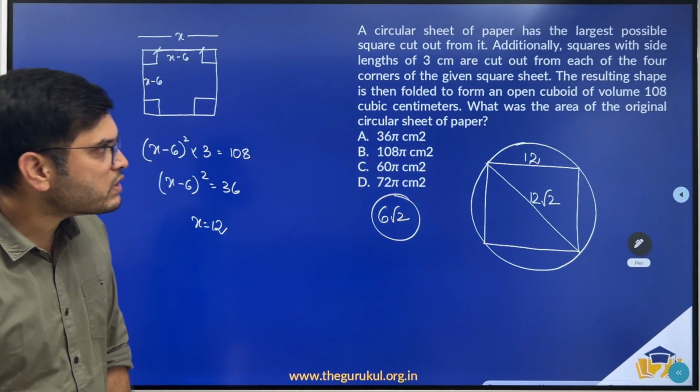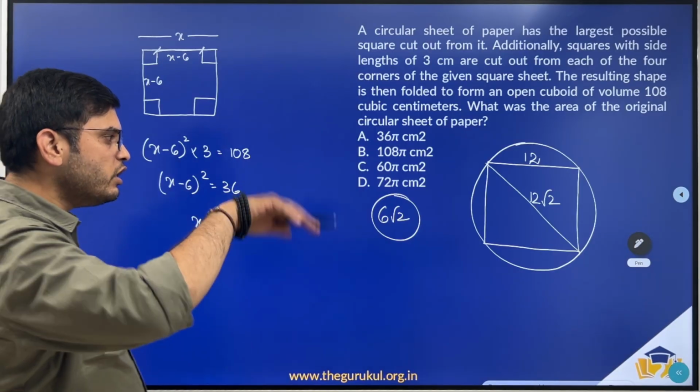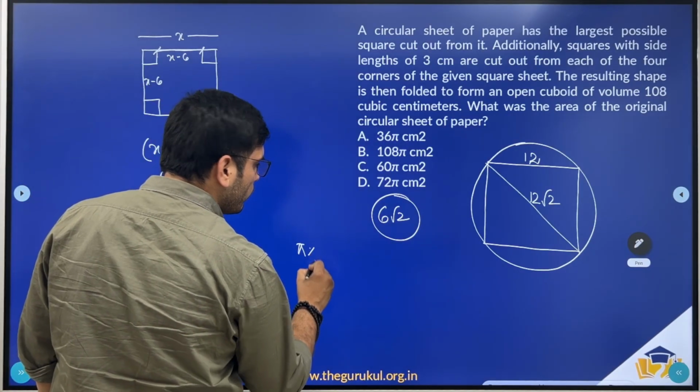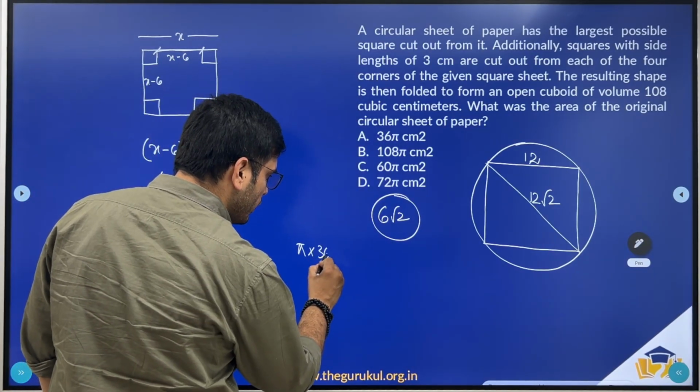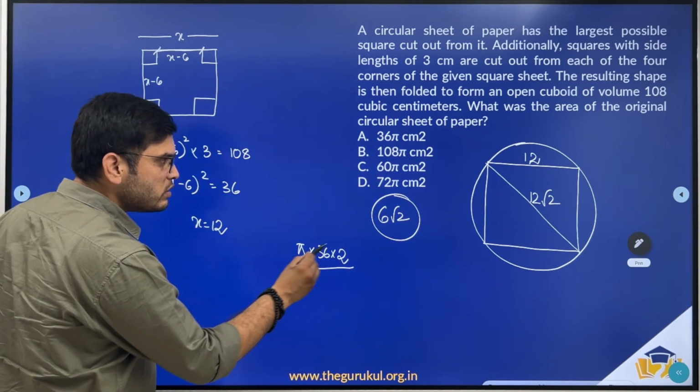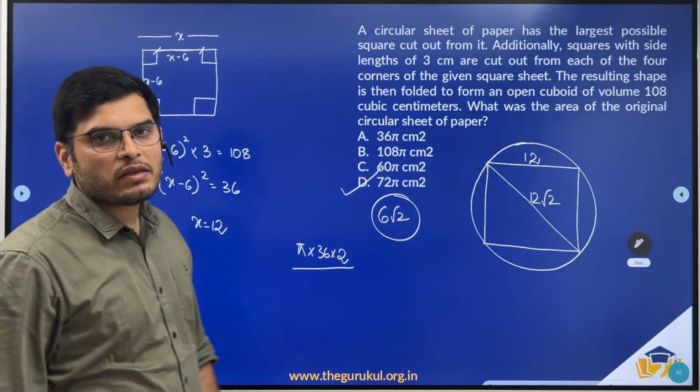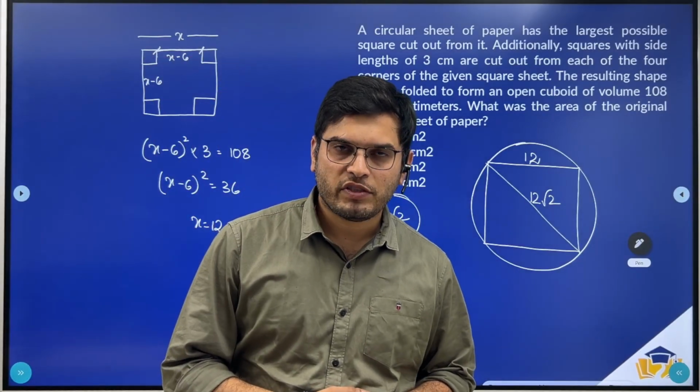Right. Then what was asked? Find the area of the original circular sheet of paper. So pi into 6 root 2 whole square. So 36 into 2, 72. 72 pi centimeter square becomes the answer to this question.